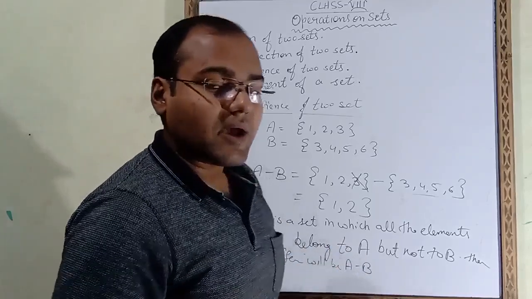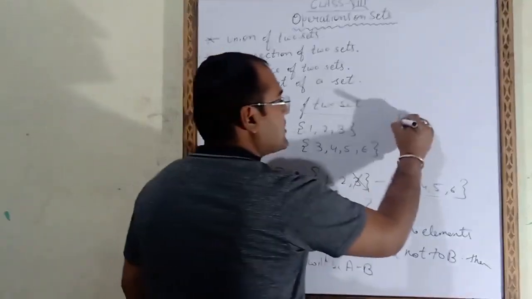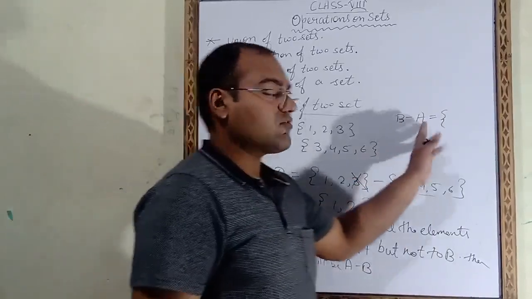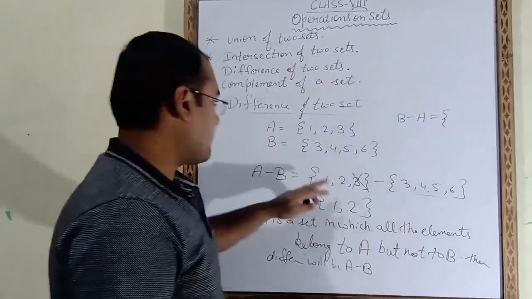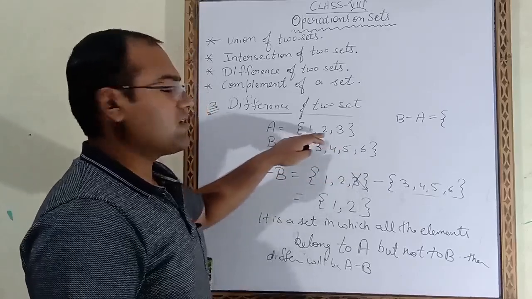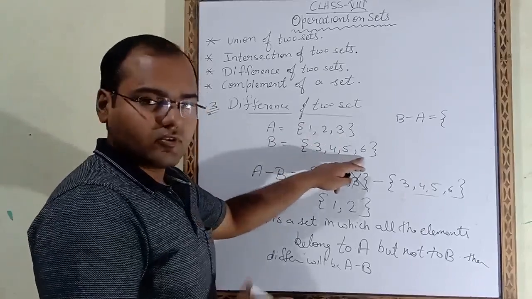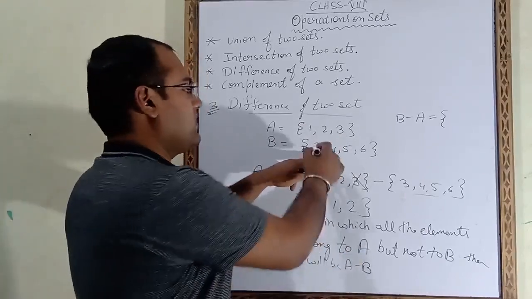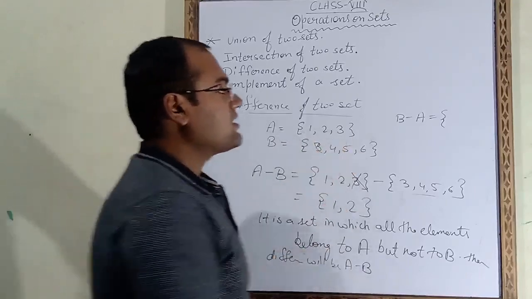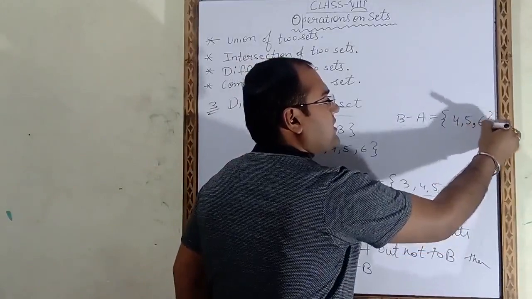If we take B minus A, that means from B we have to subtract A. So from B we have to subtract 1, 2 and 3. 1 we have to remove, 1 is not there. 2 we have to remove, 2 is not there. 3 we have to remove, this 3 we will remove. When we remove 3, the remaining numbers will be 4, 5 and 6. So the answer of B minus A will be 4, 5 and 6.